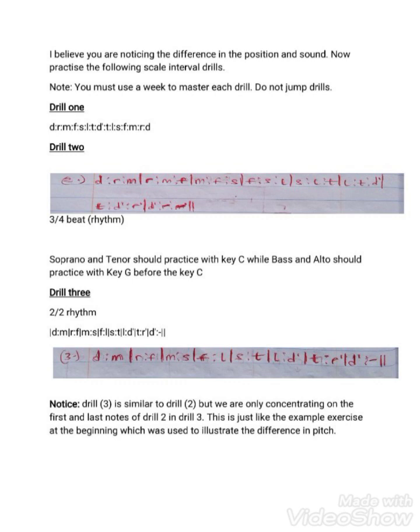Now, the third scale you see here, which is scale number 3, is gotten from this second scale. What I did was just to omit the notes in the middle, or just take the first and the last note. Do, mi, re, fa, mi, sol, fa, la, so, ti, la, do, ti, re, do. So I put it in 2-2, but I don't want you to focus your mind on the 2-2.